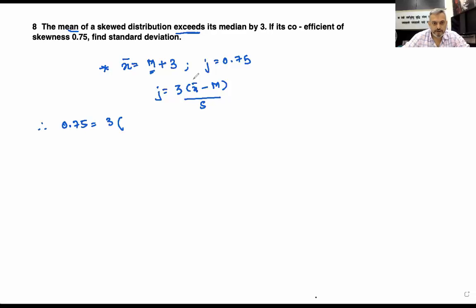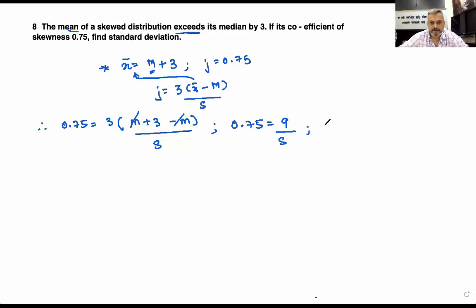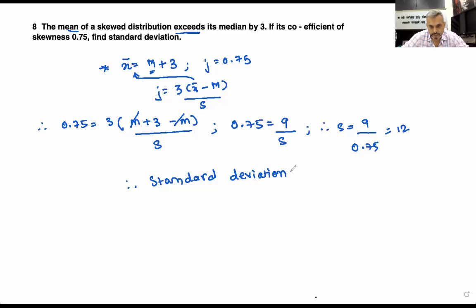So therefore J is equal to 0.75 is equal to 3 times. Now x bar is equal to what? X bar is equal to m plus 3, minus m upon standard deviation. So over here plus m minus m cancel. So 3 times 3, 3 threes are 9, upon standard deviation. So 0.75 is equal to 9 upon standard deviation. Therefore standard deviation is 9 upon 0.75, which is equal to 12. So therefore standard deviation is equal to 12. Answer.